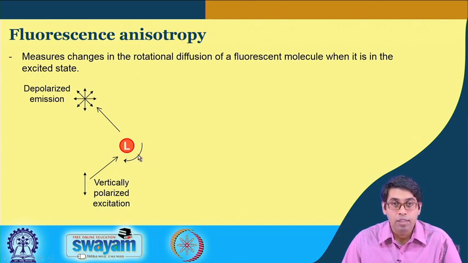So, if you excite your ligand with a vertically polarized light, once it gets excited, it will emit after some time, but before it does that, this ligand, assuming it is not very big, will have a rotational diffusion, and that will result in an emission of a depolarized light, because by the time this emission happens, all these molecules have rotated in different directions. So, the emission ends up being depolarized. So, you excite with a vertically polarized light and you get a depolarized emission.